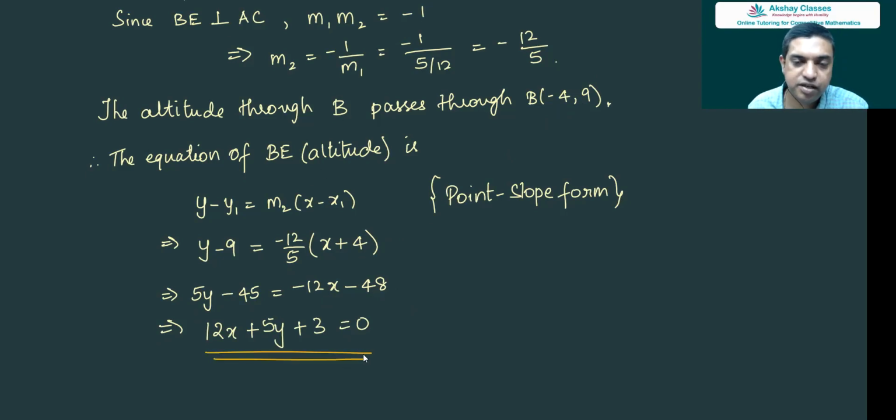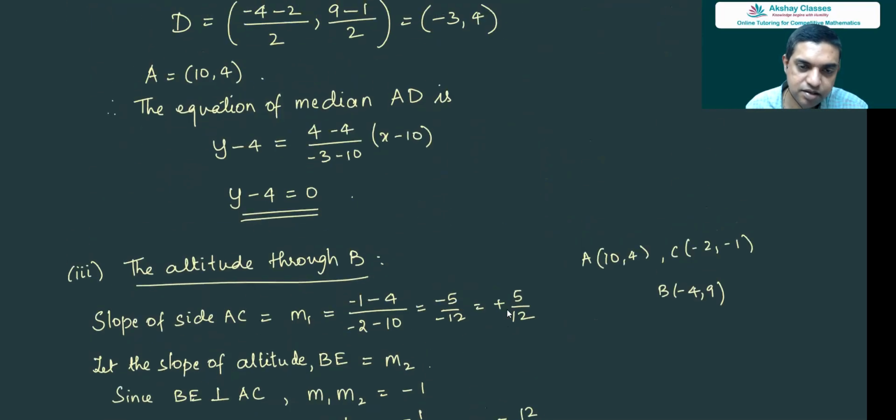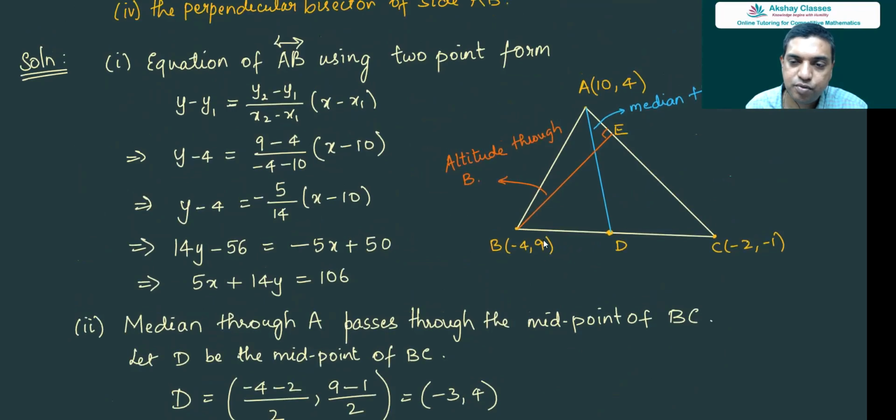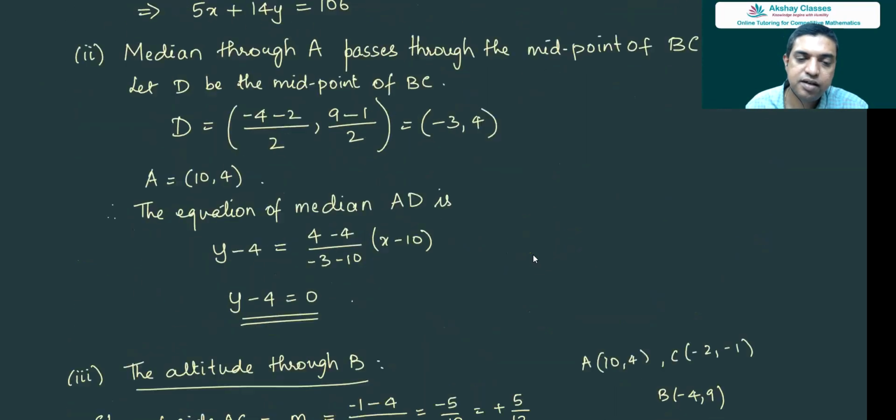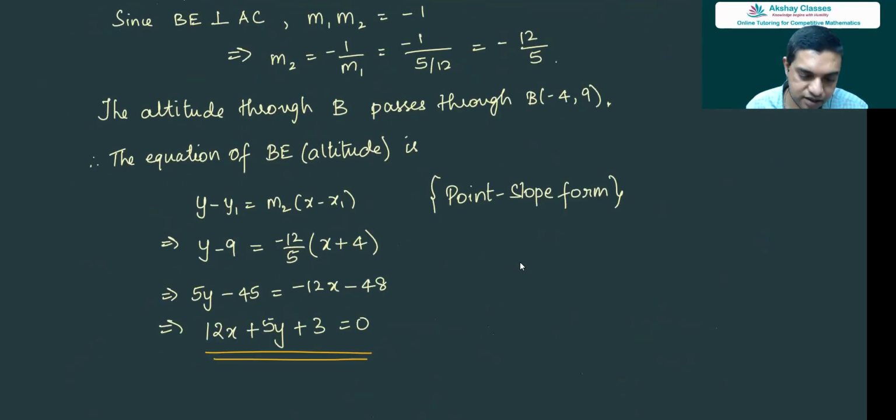So did you understand how we did? This problem is a very conceptual one. BE is perpendicular to AC. So we find the slope of AC. Then from there we find the slope of BE using M1 M2 equal to -1. Then slope of BE and the point B, we apply the point slope form and we get the equation. Clear? Have you written now? Yes, completed. Okay.